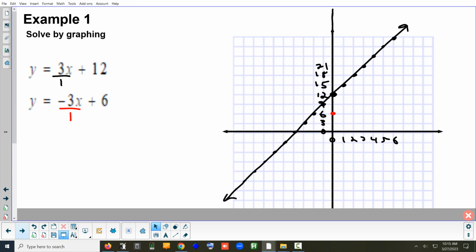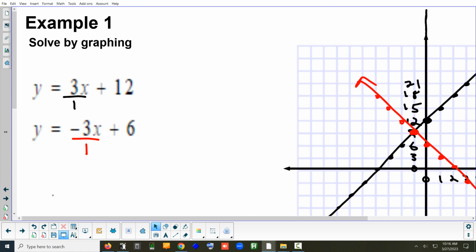3. So we're going to be down at 3, and then we're going to go right 1. And then if we go down 3 again from 3, we're at 0. And we go right 1. Right? And I think I can already see where the lines are going to cross. That's good enough. So they cross right there.